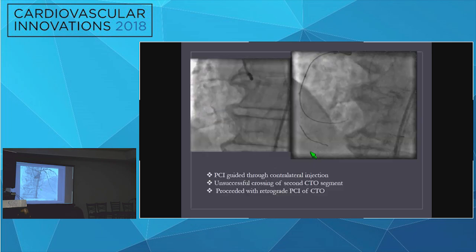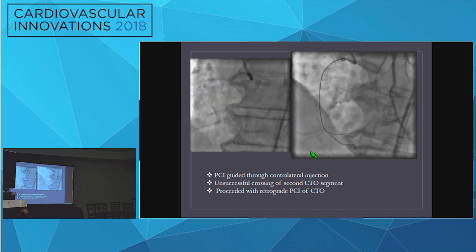So we started with an anterograde approach. We had 7 French systems in both femoral arteries. Dr. Cohen would not like it. He probably wanted radials. Yeah, at least one radial.